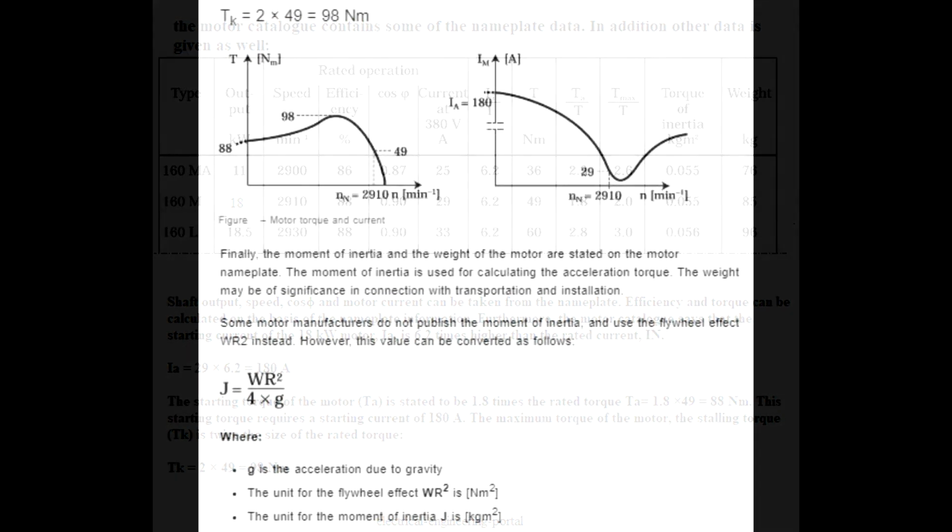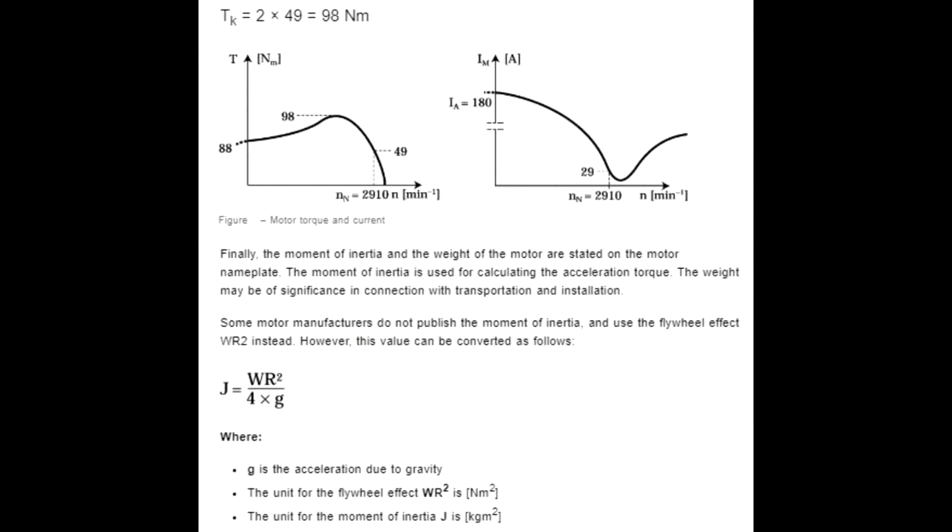This is the graph of a motor torque and current. First picture is motor torque and the second is current. Finally, the moment of inertia and the weight of the motor are stated on the motor nameplate. The moment of inertia is used for calculating the acceleration torque. The weight may be of significance in connection with transportation and installation.